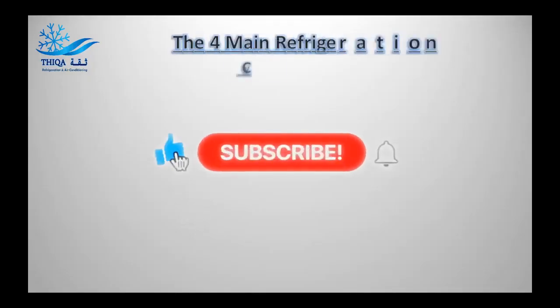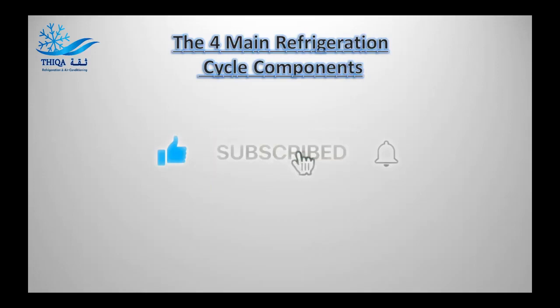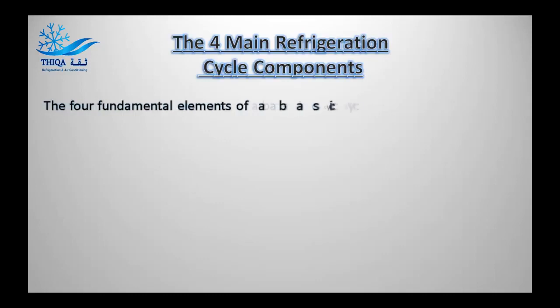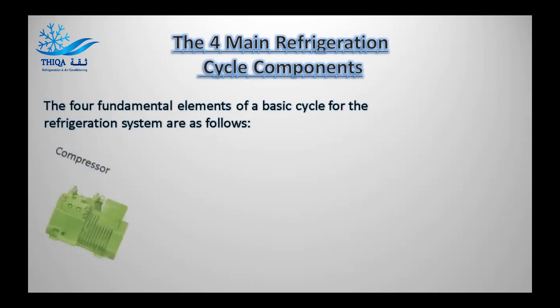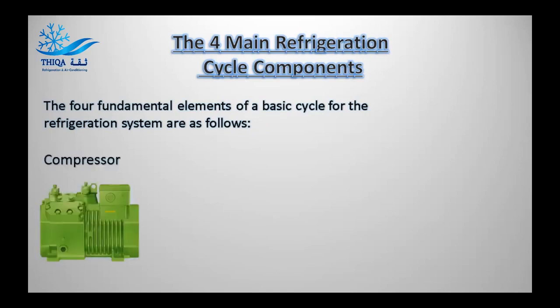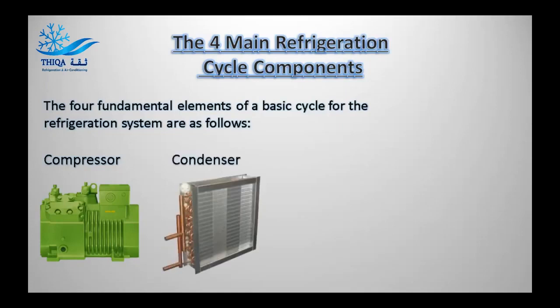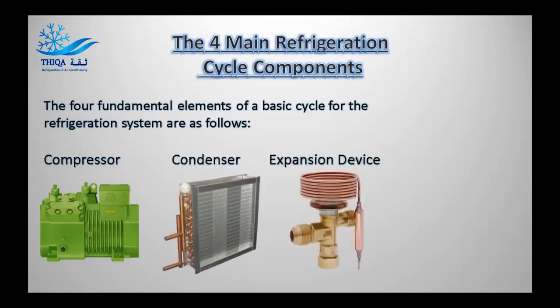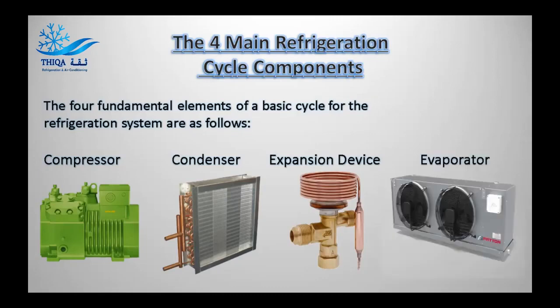The four main refrigeration cycle components. The four fundamental elements of a basic cycle for the refrigeration systems are as follows: compressor, condenser, expansion device, evaporator.